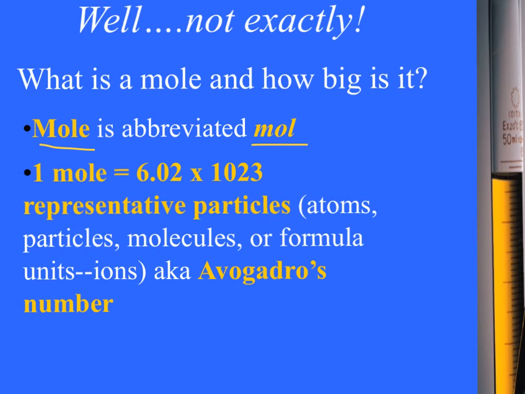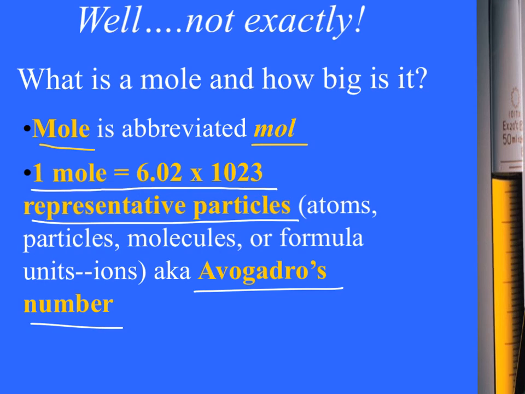This number right here, 1 mole equals 6.02 times 10 to the 23rd representative particles, okay? That is the very first conversion that we're going to be learning, and this is referring to counting. Representative particles can mean anything. It can mean an atom, a formula unit, an ion, a molecule, any type of particle, all right? And this is known as Avogadro's number. Please make sure that you have this number memorized. This number needs to be memorized.